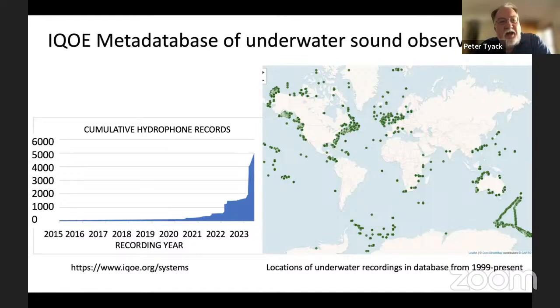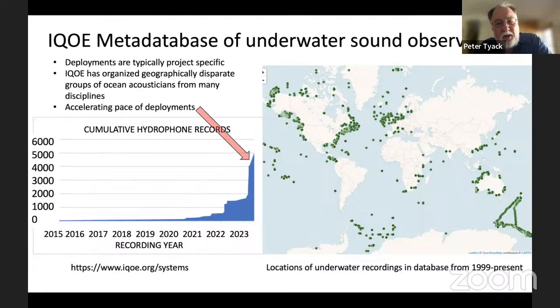The International Quiet Ocean Experiment, as part of organizing for the Ocean Sound EOV, has been maintaining a metadatabase of underwater sound observations. So people who make recordings have reported to the database. It's available on the website you see on the lower left. We now have up to 5,000 records in the current period. And if you look at the locations, they're not quite as good as the May 2021 distribution, but they're pretty good for a global distribution. And they have some of the same problems the biology ones had: pelagic oceans, Arctic and Antarctic coverage needs to be improved.